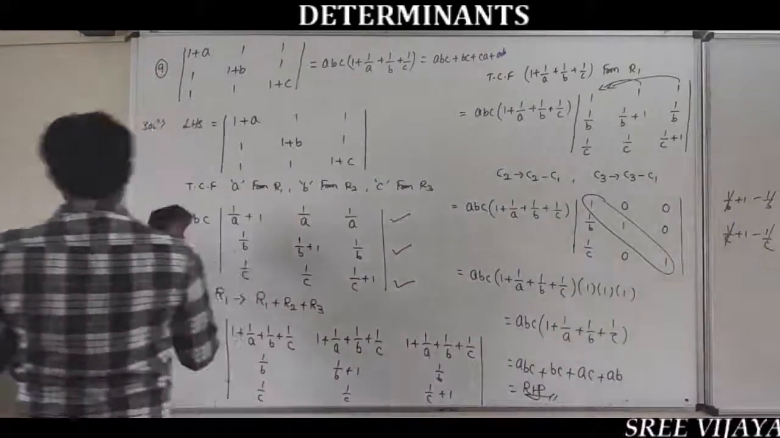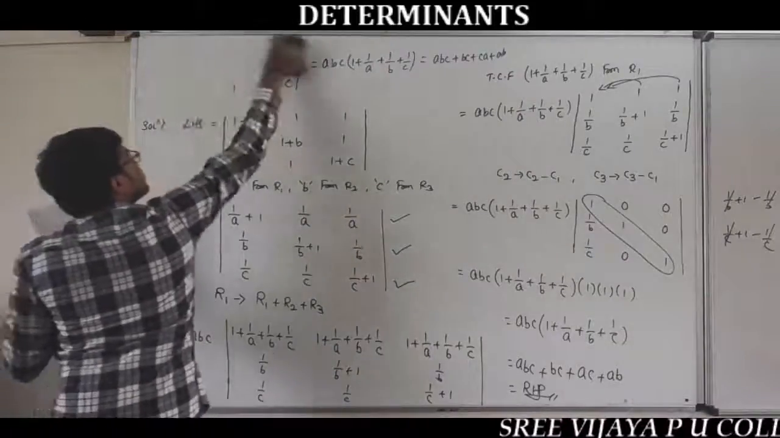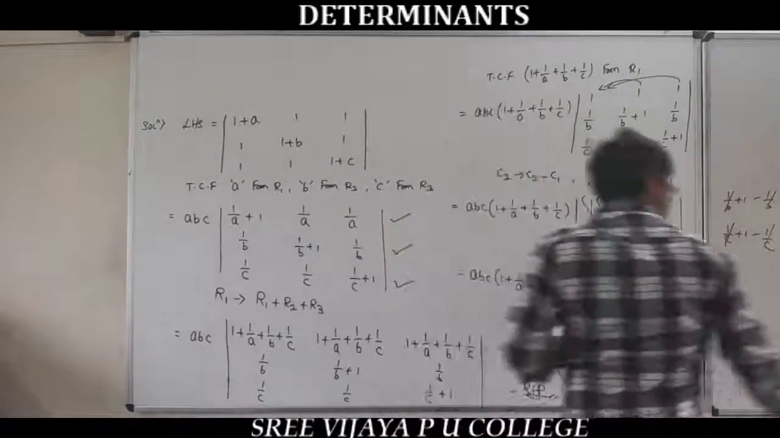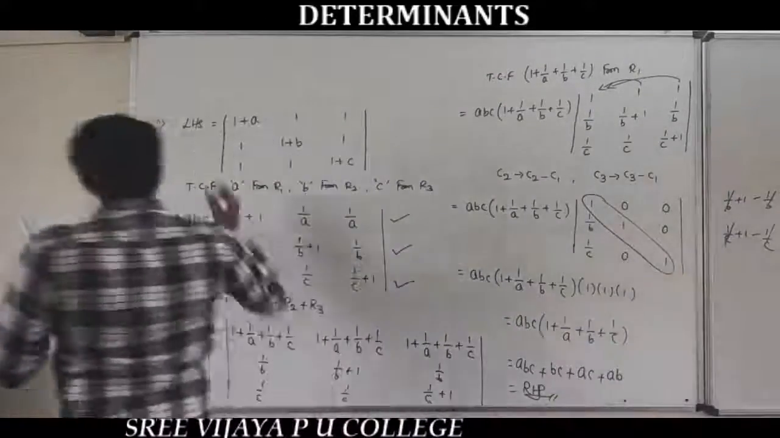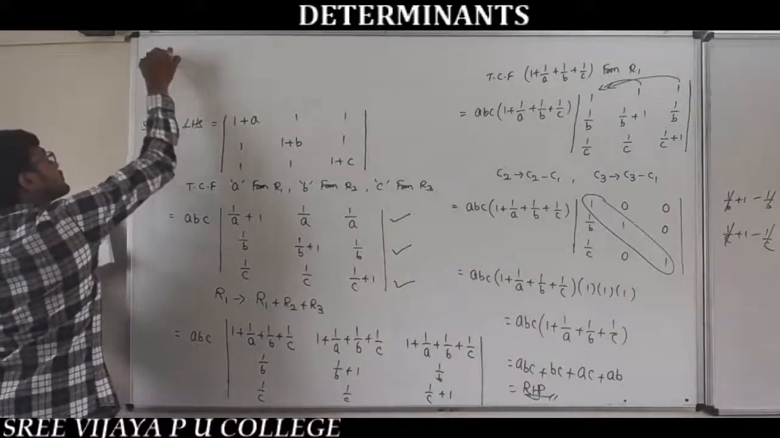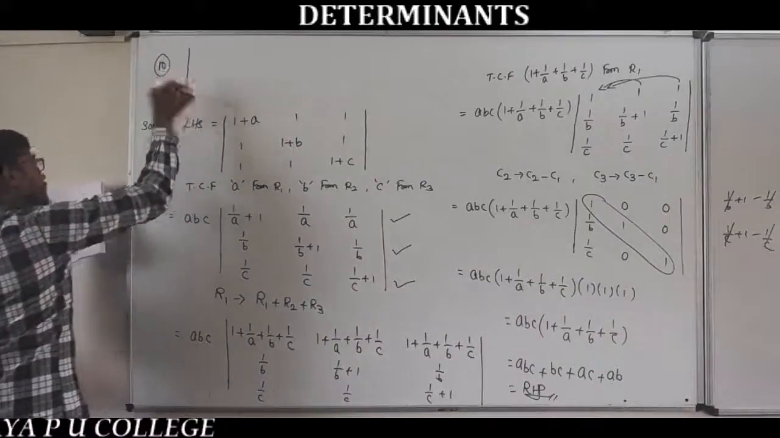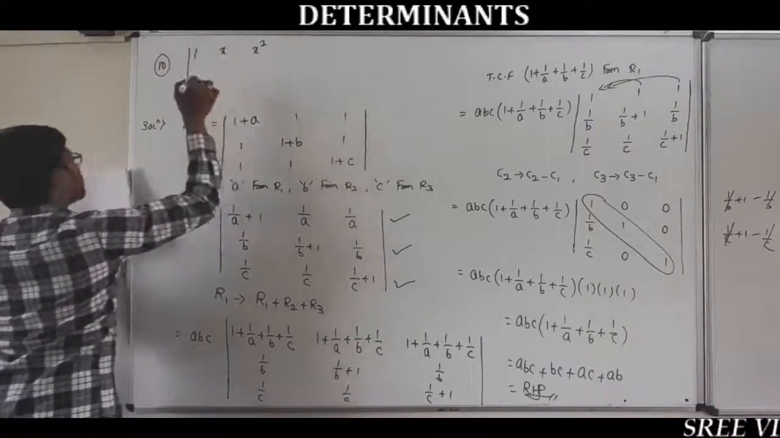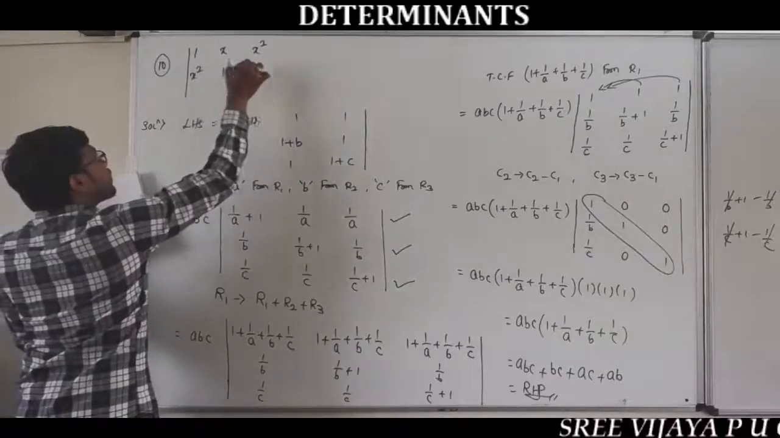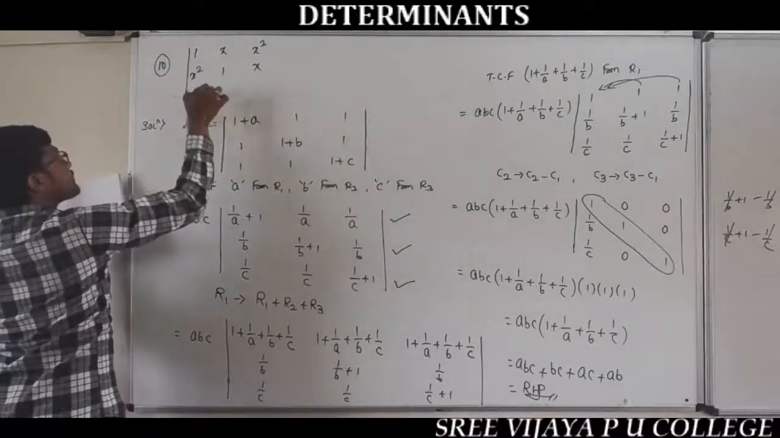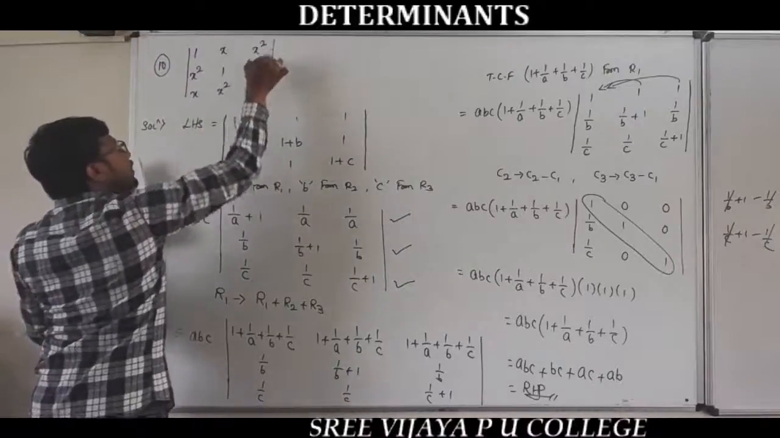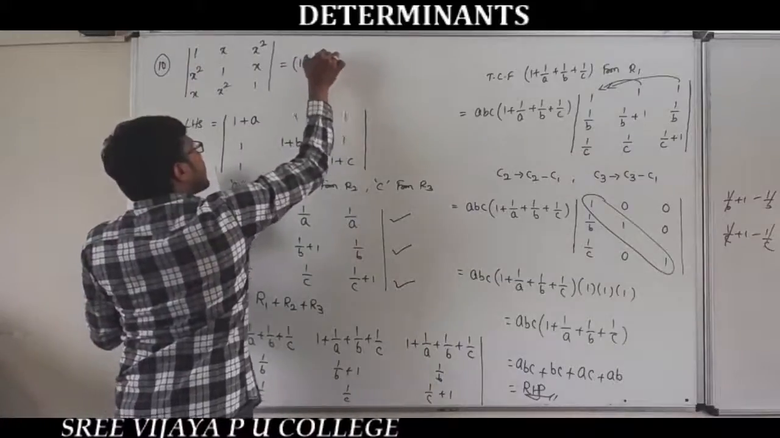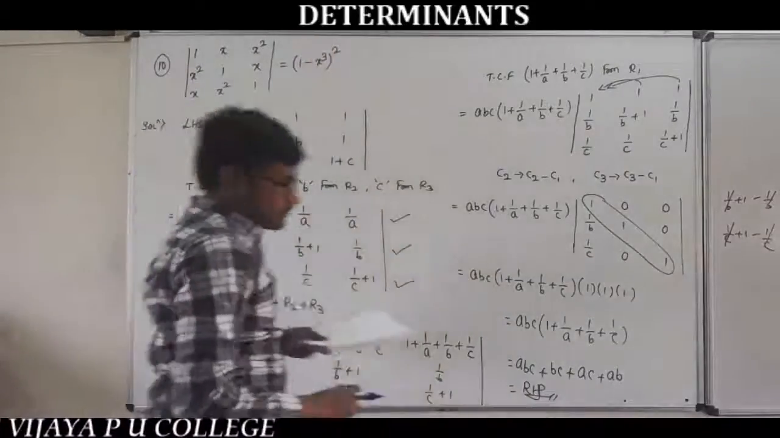Next one. The 10th one: determinant of 1 x square, 1, x square 1 will be equal to 1 minus x cube whole square.